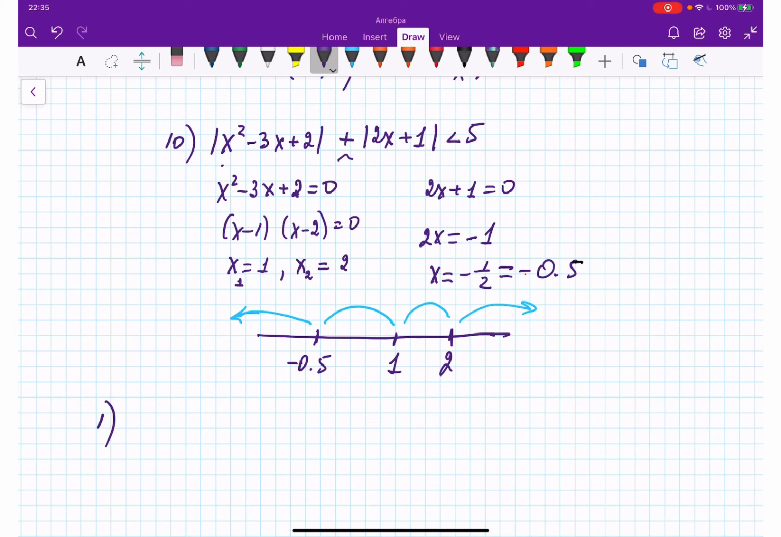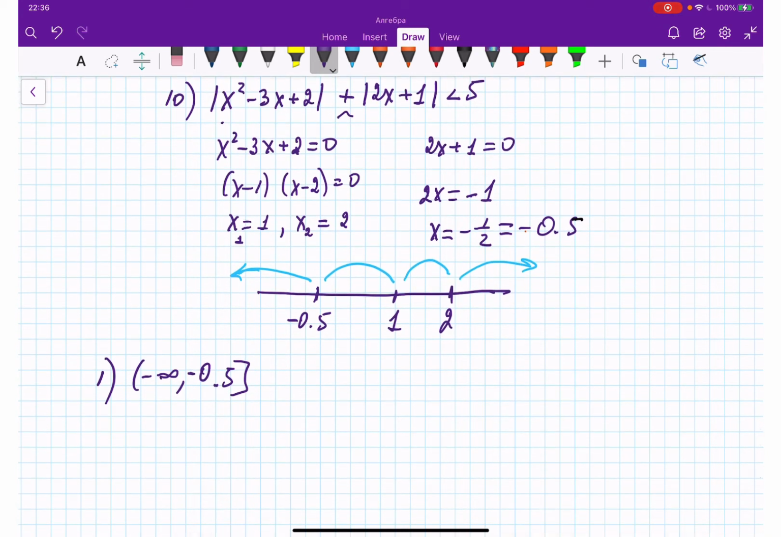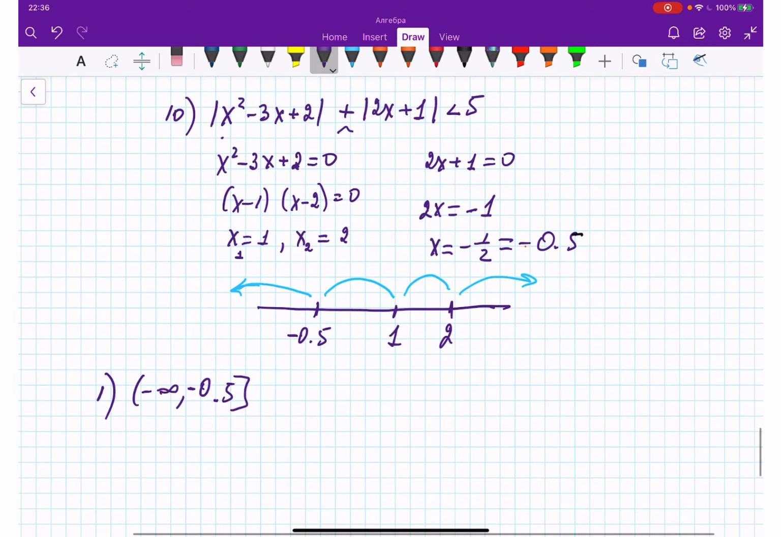First one, we are going to look into between -infinity and -0.5. Since -0.5 is included, I put square brackets. So what is going to happen? In this case, between -infinity and -1, I'm going to take -1, an easy number in this interval.